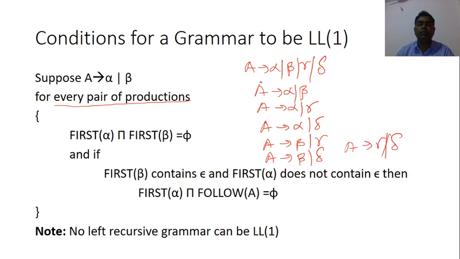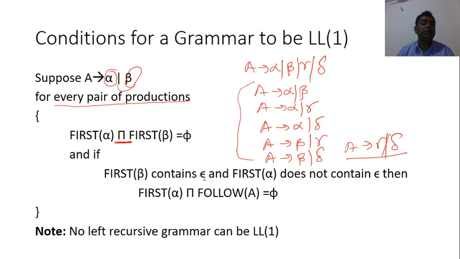That means for every pair of productions, you have to check that. What do you have to check? If first of alpha intersection first of beta equals phi, that means there is nothing common between first of alpha and first of beta, then we will not get any multiple entries.